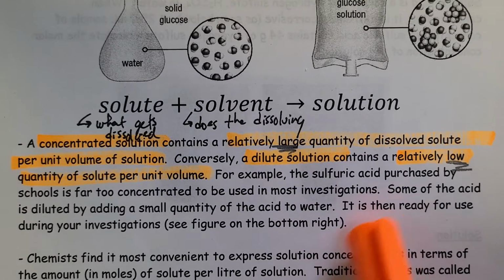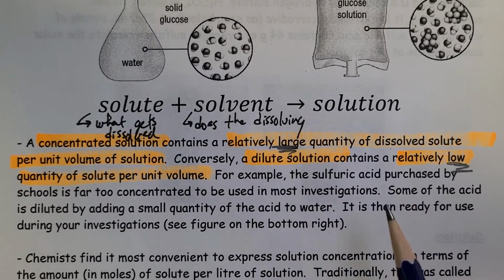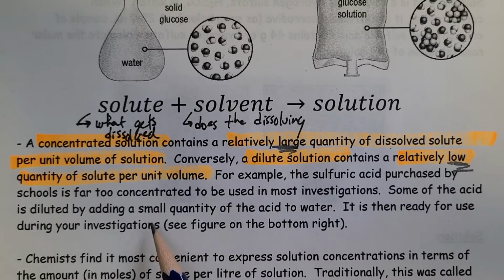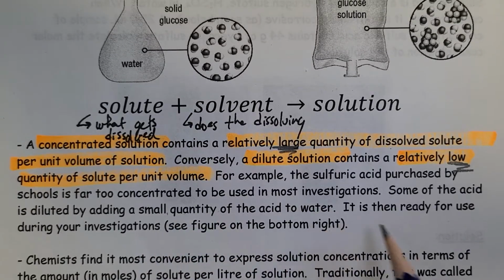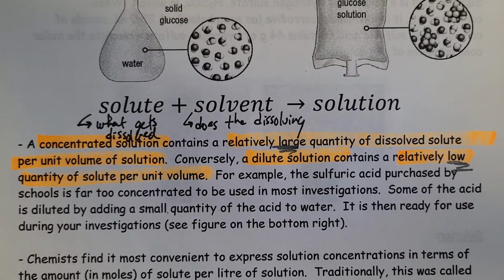So for example, sulfuric acid purchased by schools is far too concentrated to be used in most investigations. Some of the acid is diluted by adding a small quantity of acid to the water. It is then ready to use for investigations. So yes, performing a dilution is very important, so we don't have to use concentrated acids.